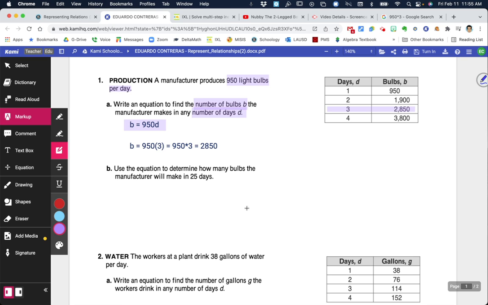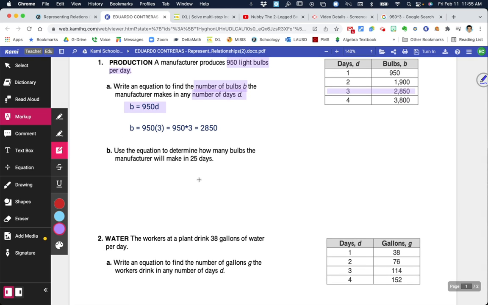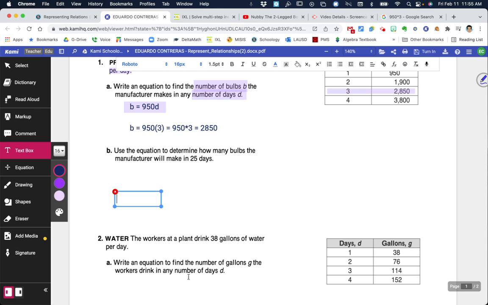Okay? So now I'm going to have you answer part B. Use the equation to determine how many light bulbs the manufacturer will make in 25 days. I want you to do the same type of calculation using the equation we came up with. And in the end, you're going to answer the sentence. You'll finish it up.